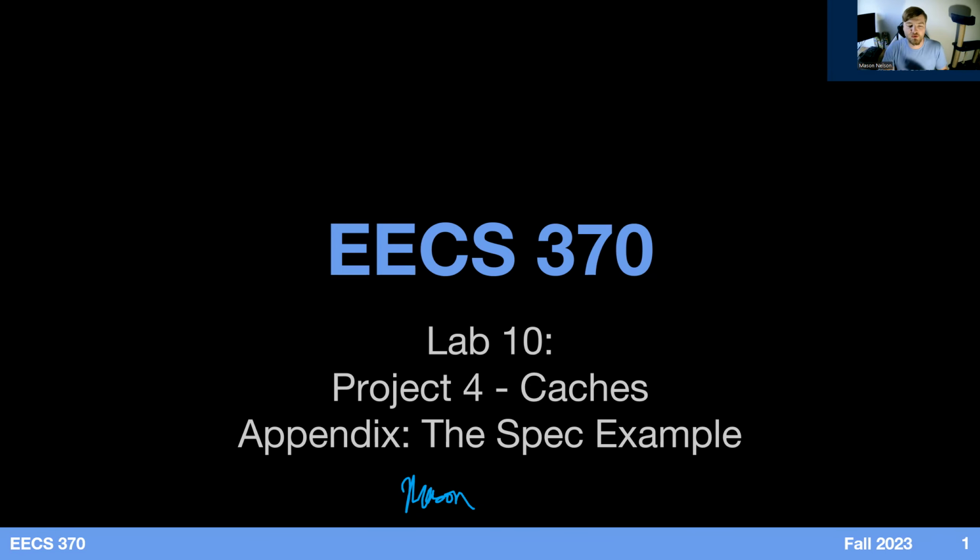In this video, we're going to be going through the Project 4 Spec example. And so I'm going to assume before we start that you've already watched lectures through the lecture on direct map caches. You've watched all the labs through the cache lab, and then you've also read over the Project 4 Spec. So let's go ahead and get started.